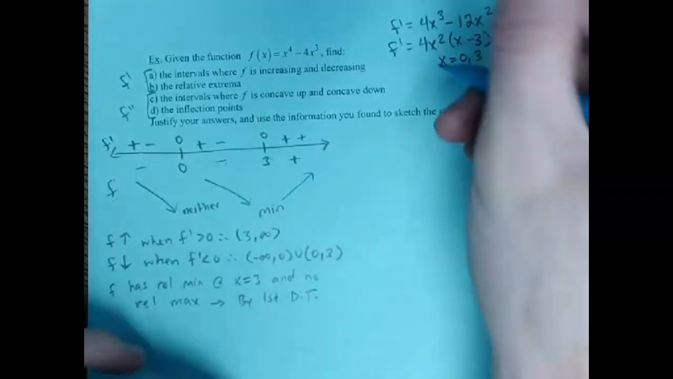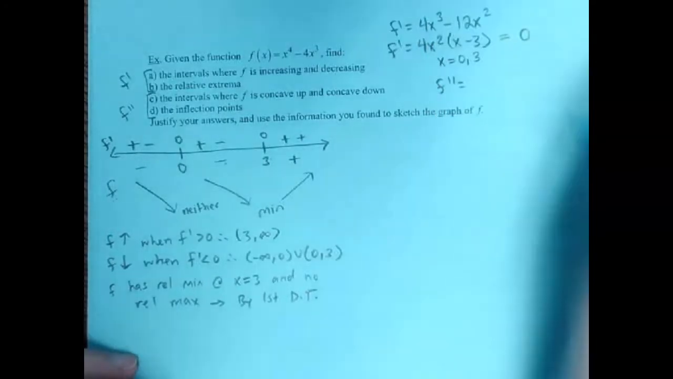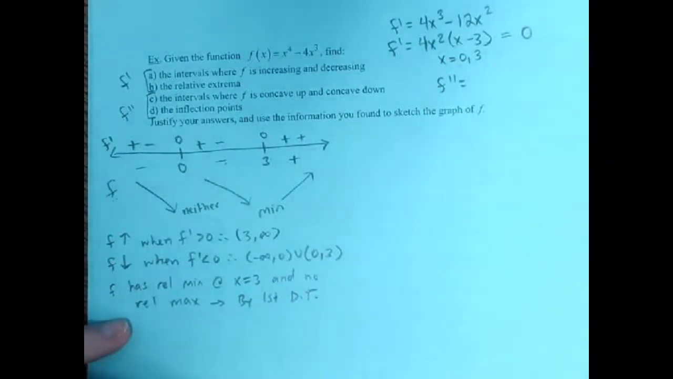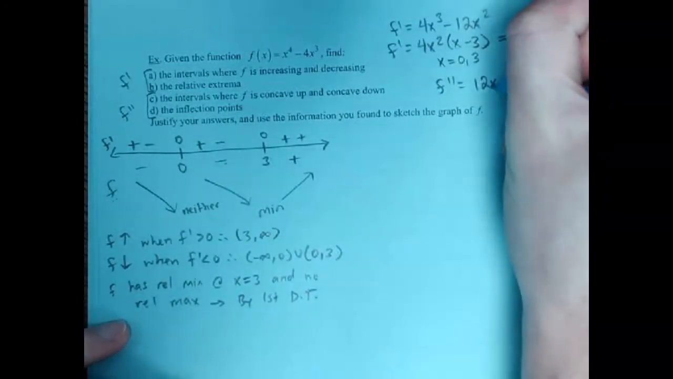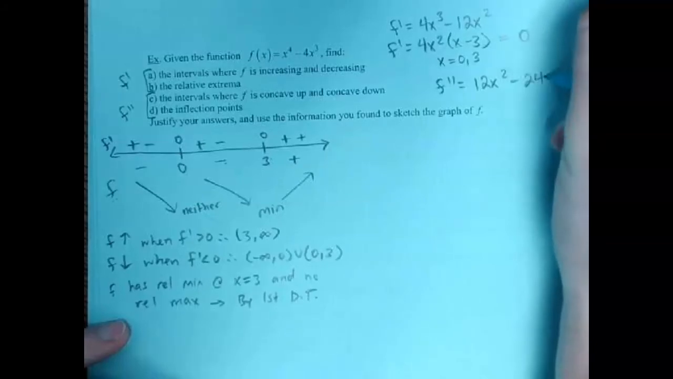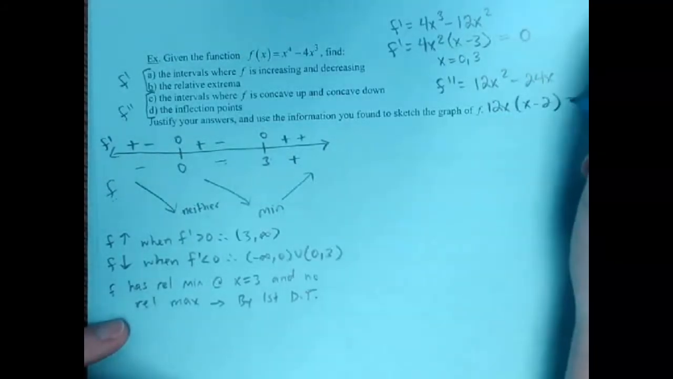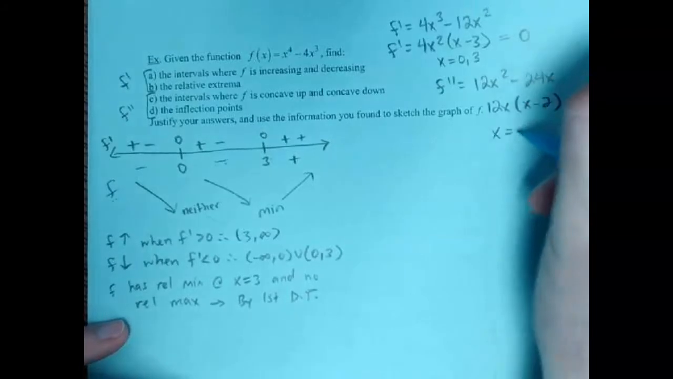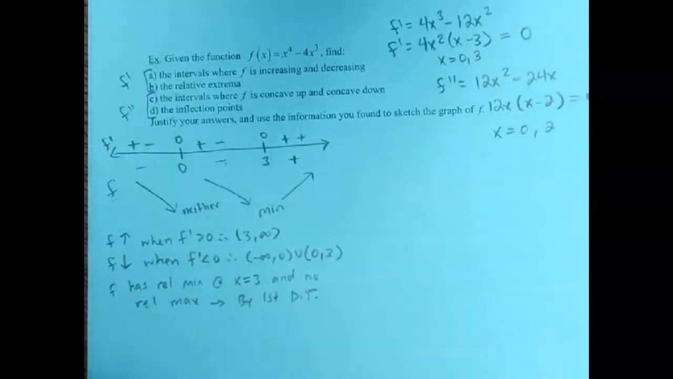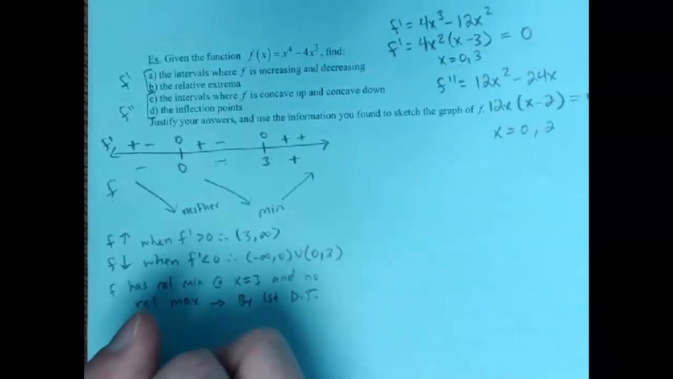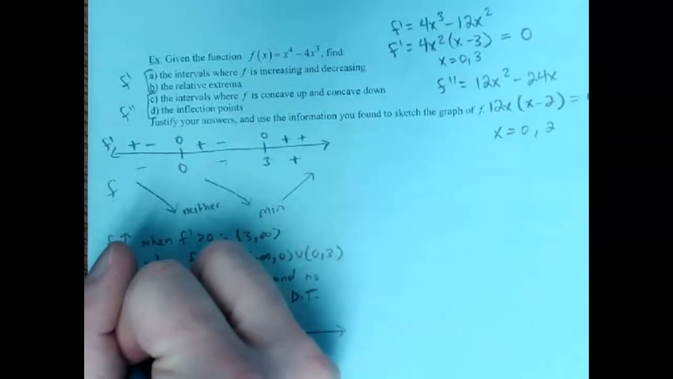So let's go find this second derivative and do this process all over again. Here we've got a 12x squared minus 24x, which is going to factor. So I've got x equals 0 and x equals 2. Those are your special values for your second derivative. Let's go take that second derivative sign chart and figure out when it's plus and when it's negative.